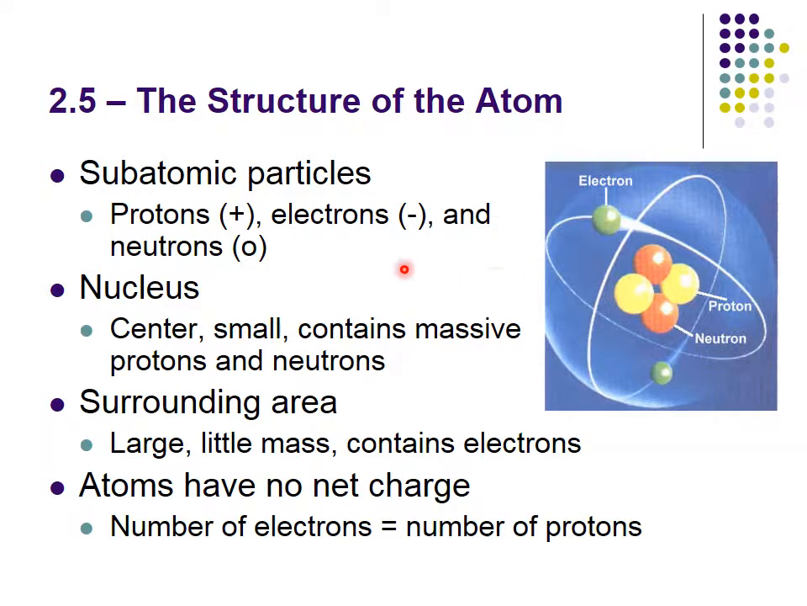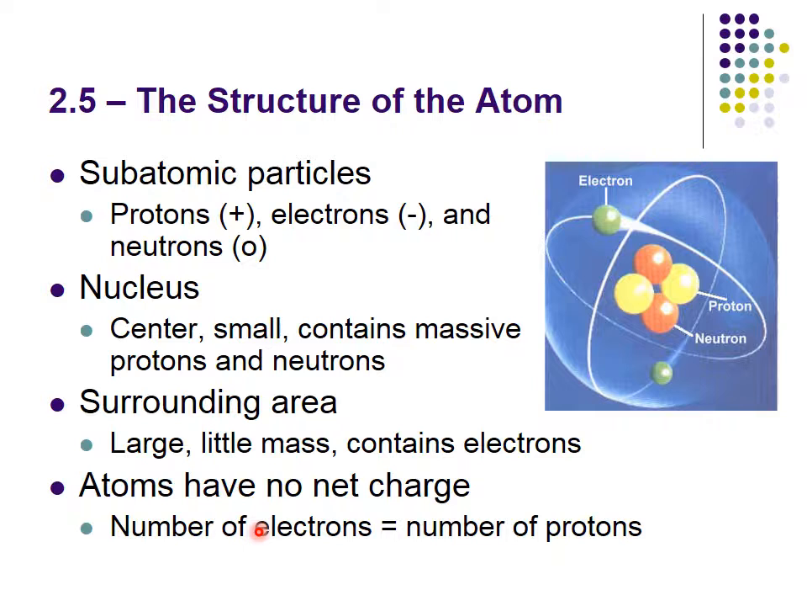The protons have a positive charge. The neutrons are neutral. They each weigh the same though. They each weigh 1 mass unit. On the surrounding area, it's very large in volume, but very small in mass, and it contains the electrons. The electrons have a charge of -1, but they pretty much weigh nothing. We say they have a mass of 0. So, negative, no mass, positive, mass of 1, neutral, mass of 1.